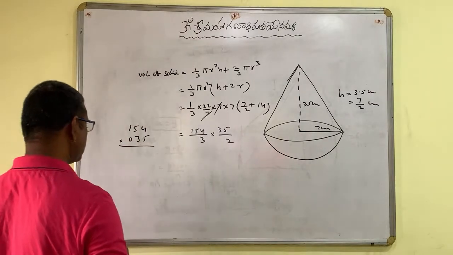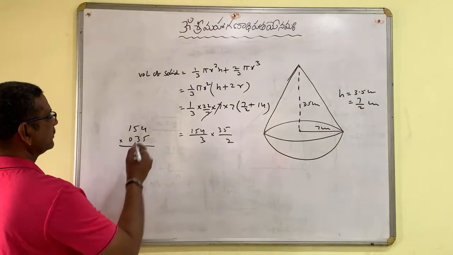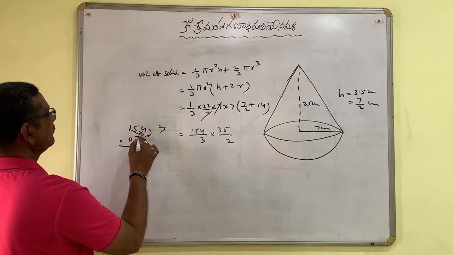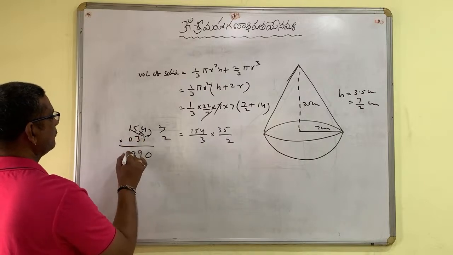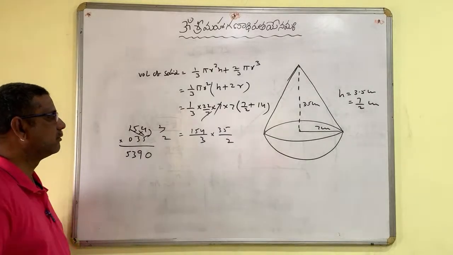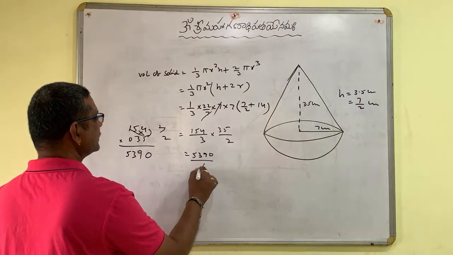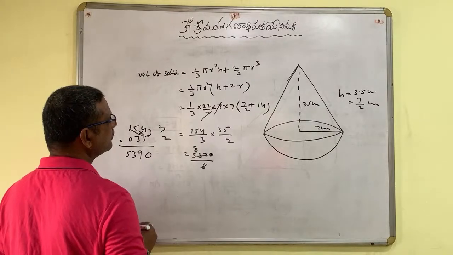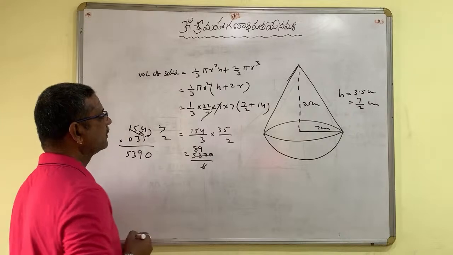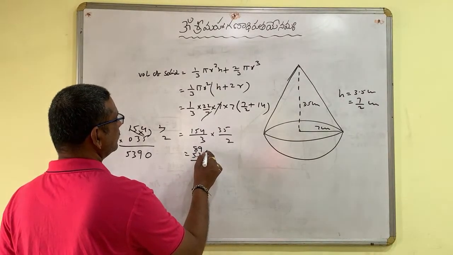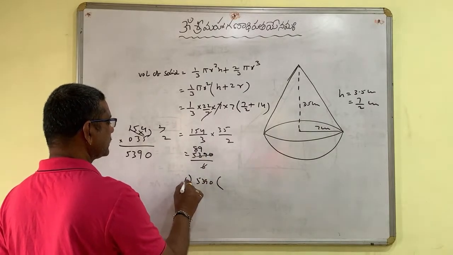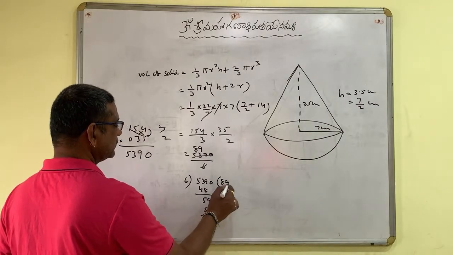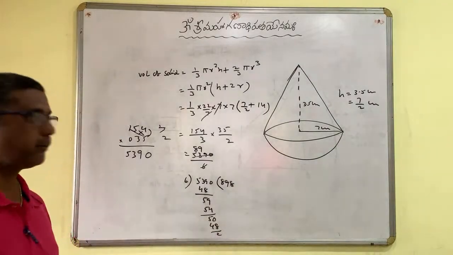5390 by 6. 6 8 are 48, 5 9, 6 9 are 54, 6 8 are 48. 898 point something.